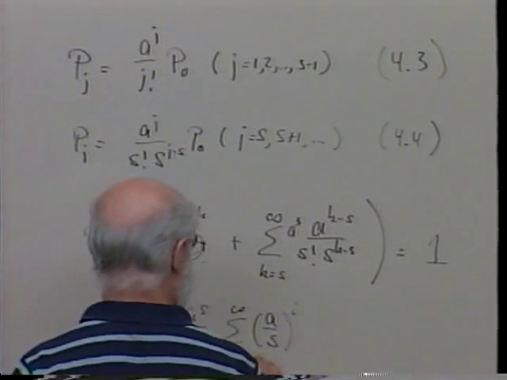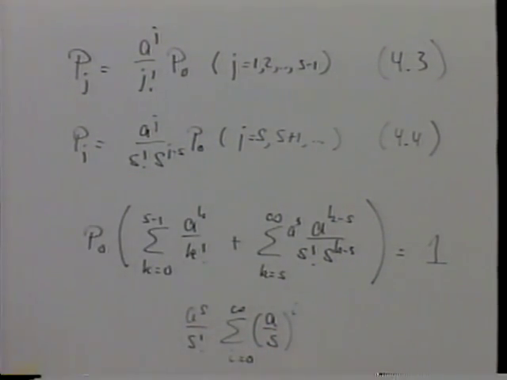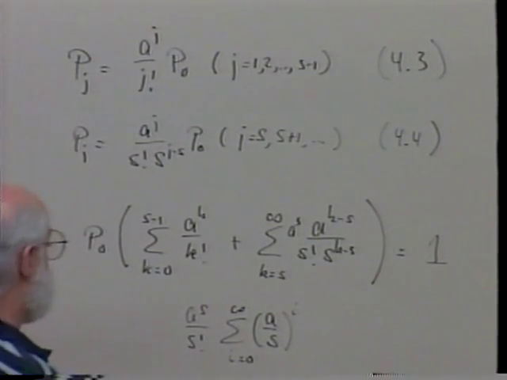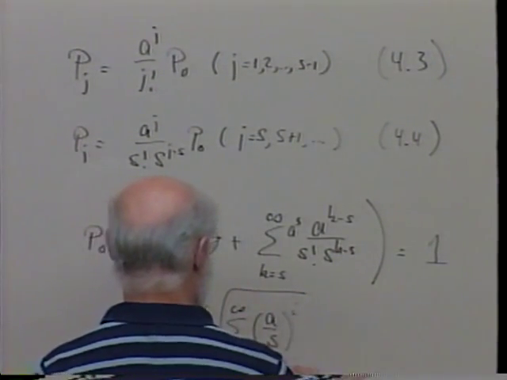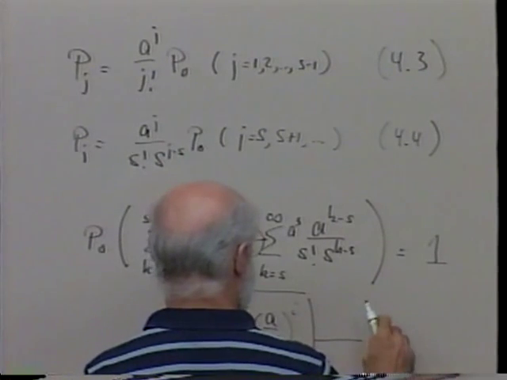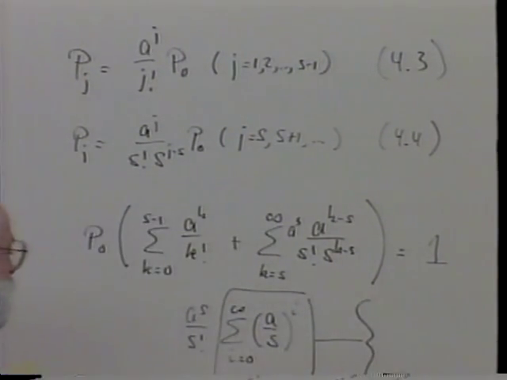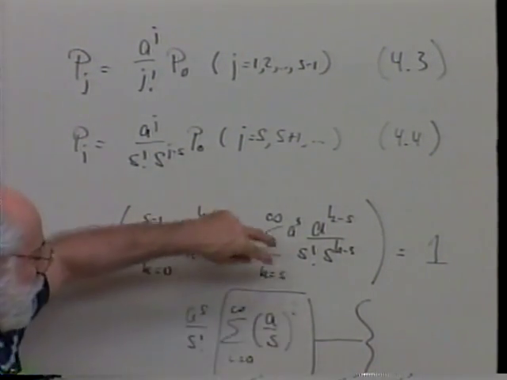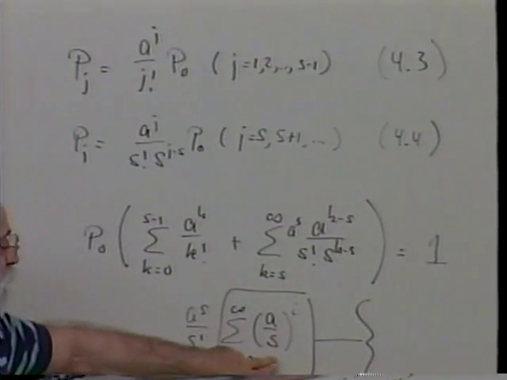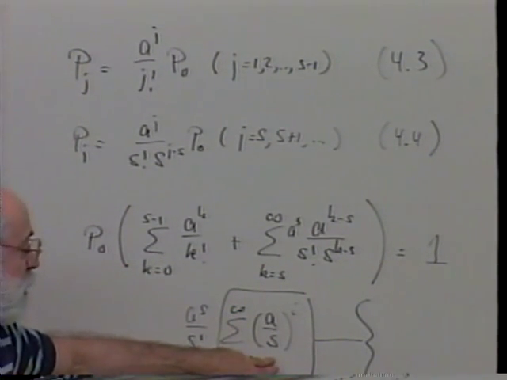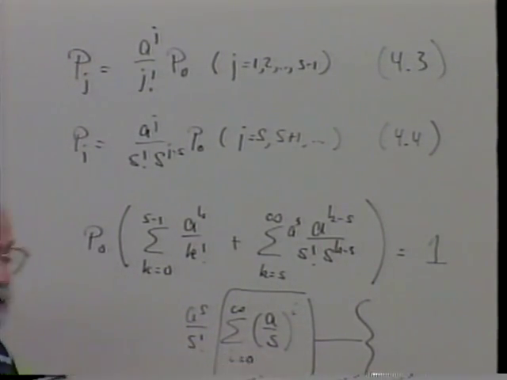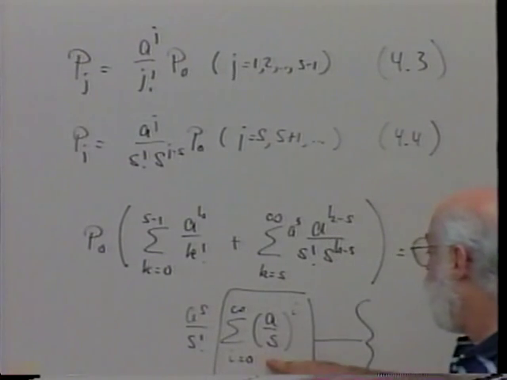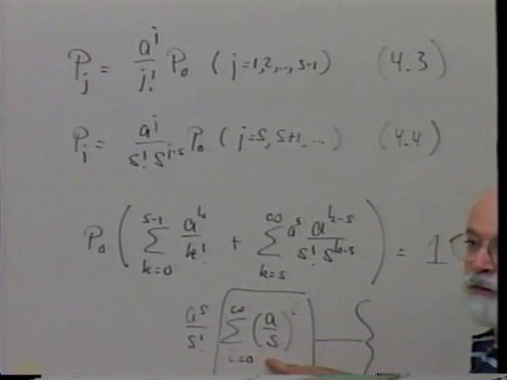A to the s, a over s to the i, as i runs from 0 to infinity. Okay, now as everybody knows, this piece right here is a geometric series, and so it has two answers. The geometric series converges to 1 over 1 minus the thing being raised to the power if the absolute value of that thing being raised to the power is less than 1. We don't have to worry about absolute values here because a and s are non-negative numbers.